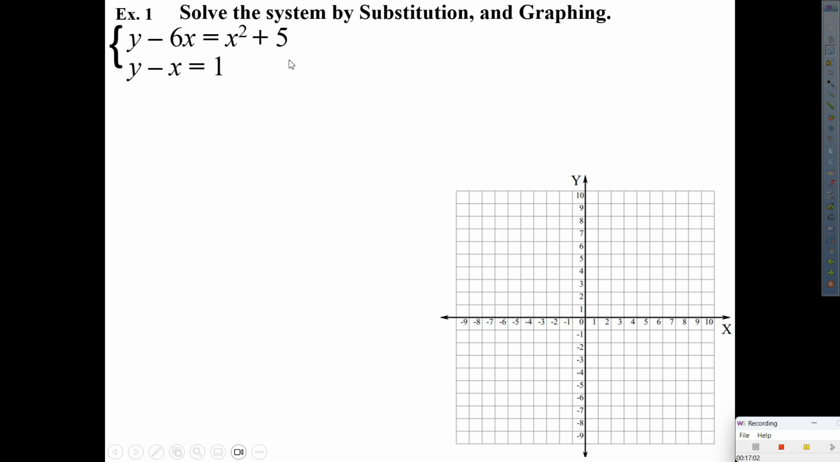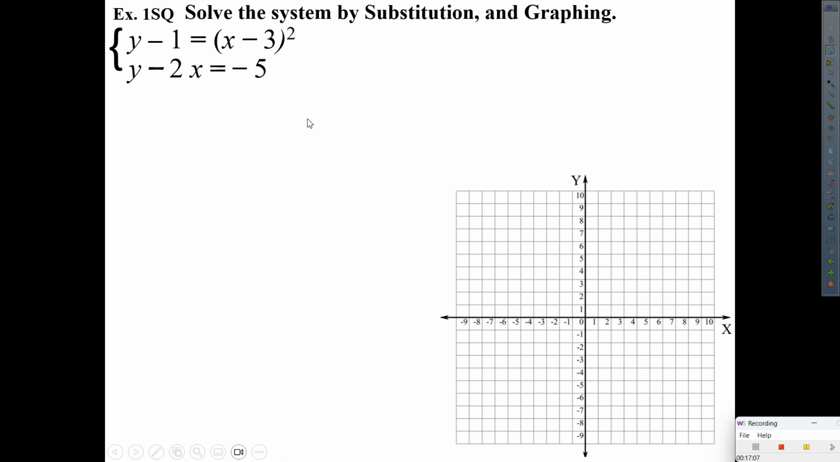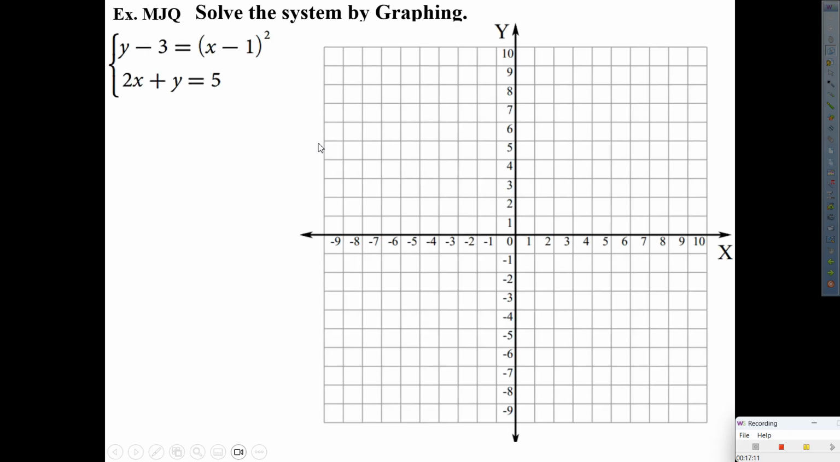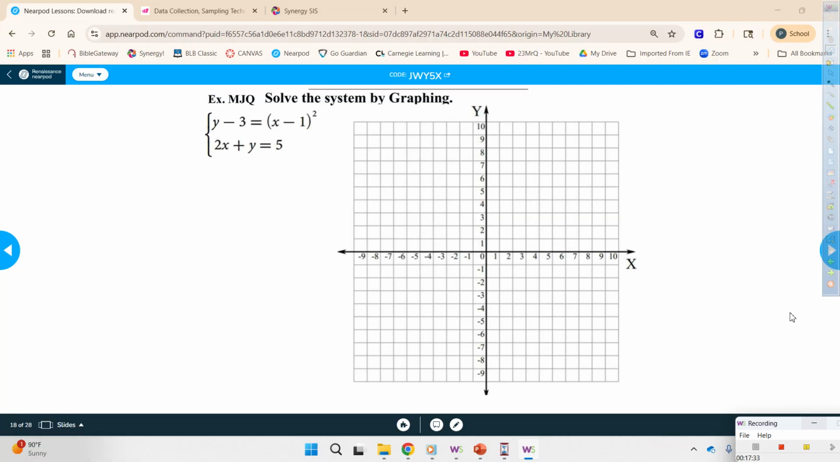Okay. So yesterday we did this one, and we didn't do this one. But I do want us to get to this one. On your graph paper, copy this one on the top left. Example: solve the system by graphing. And our system given: y minus 3 equals, parentheses, x minus 1 squared. And 2x plus y equals 5. I'll give you some time to set up.